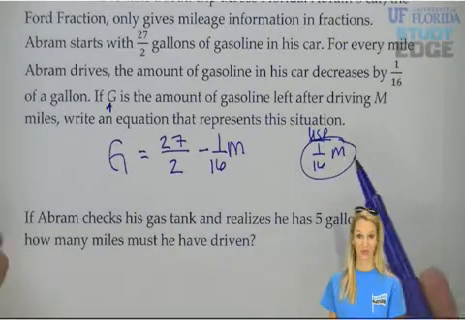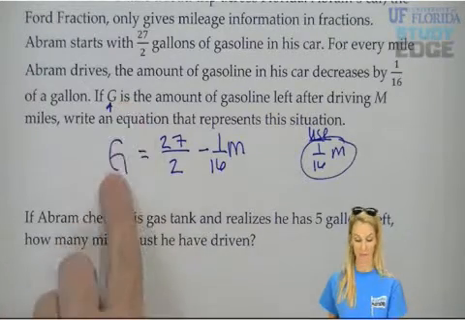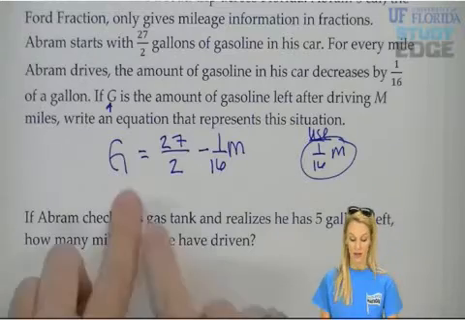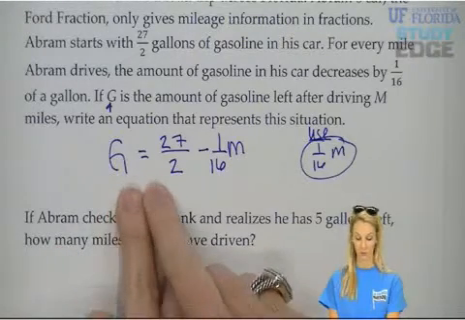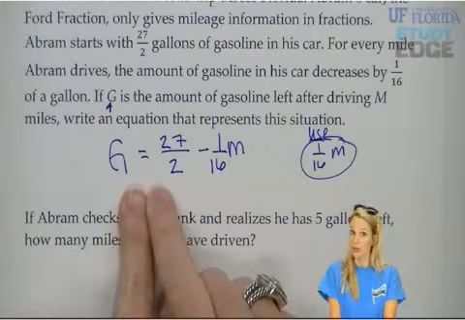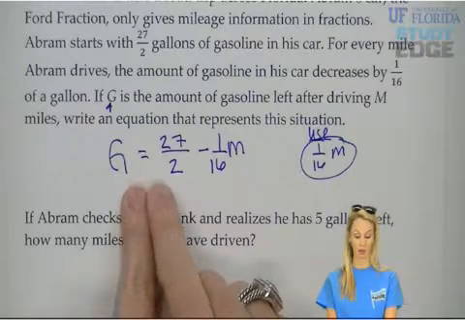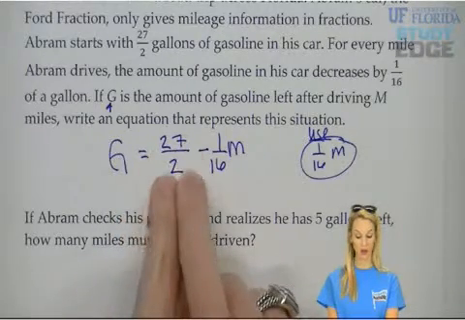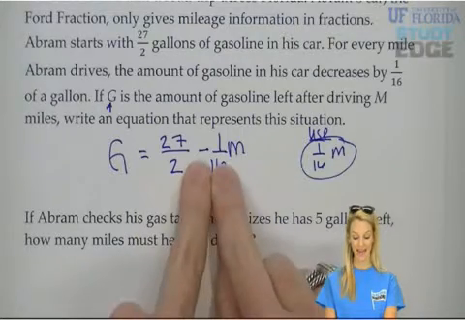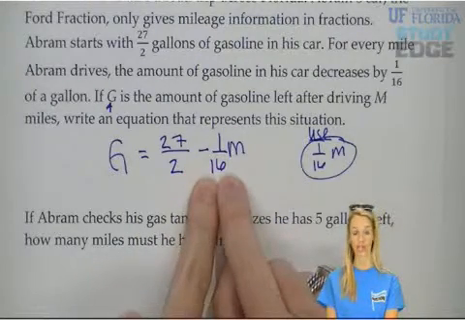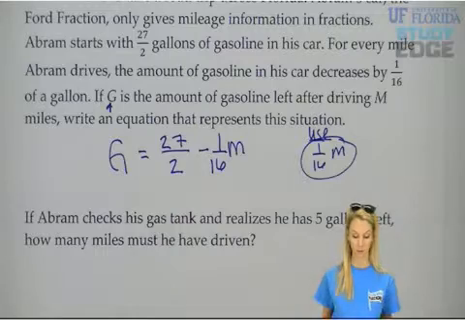So what are we looking at in this equation? Well, we have G, the amount of gas in our tank. Well, what's the amount of gas in our tank? Well, it depends on how much we've driven, right? It depends on how many miles we've gone. Now, we're going to start off with 27 half gallons. And then we're going to take out another 1/16 gallon for each mile that we drive. That's it.